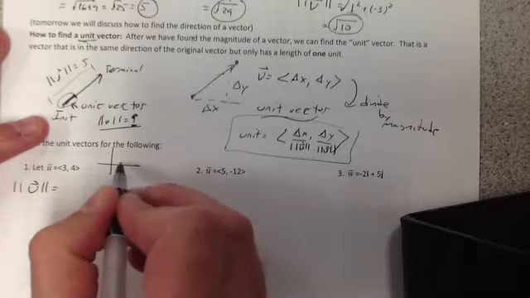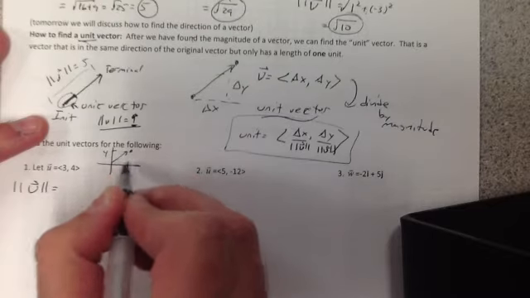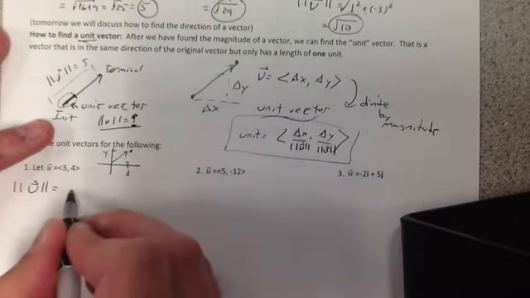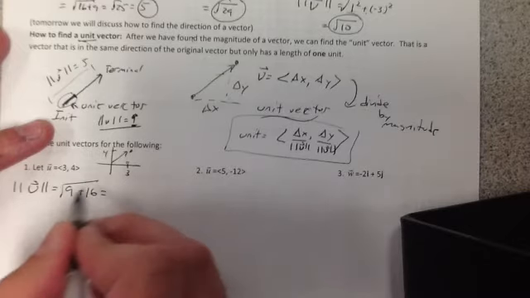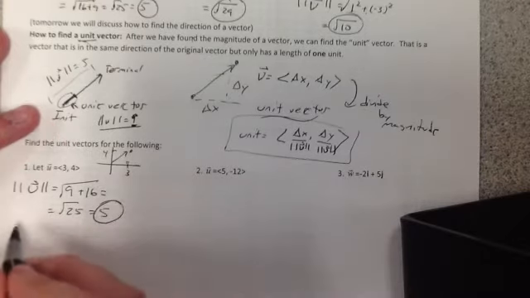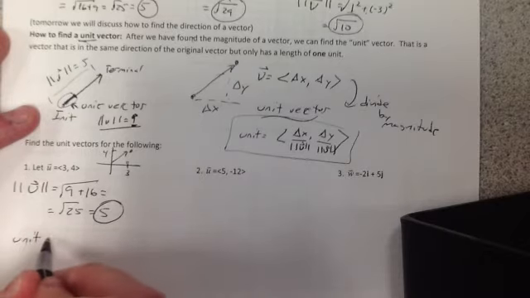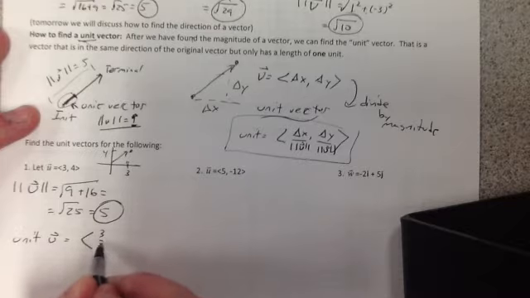If you want to draw it out, you can. 3, 4, there it is. Right triangles, so it's going to be 3 squared, which is 9, plus 4 squared, which is 16. Take the square root of that, we get the square root of 25, which is 5. So to get the unit vector, the unit u, it's going to be 3 over 5, comma, 4 over 5.